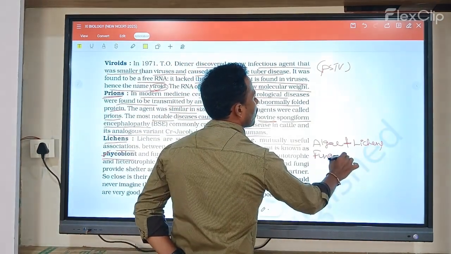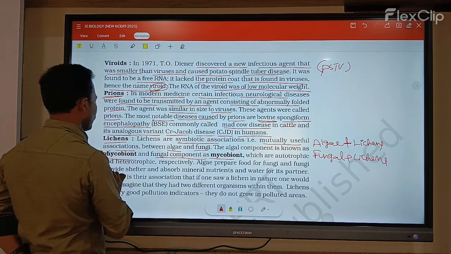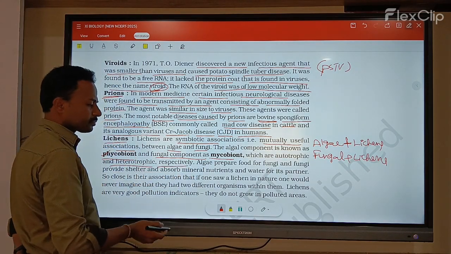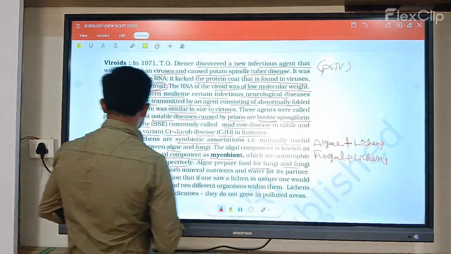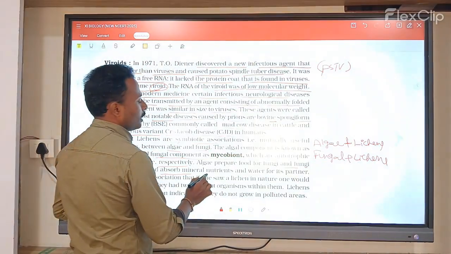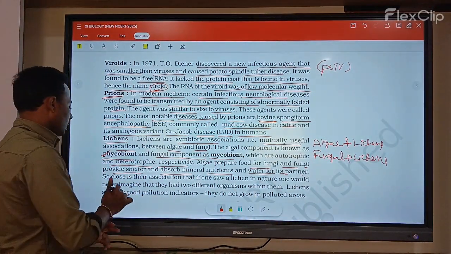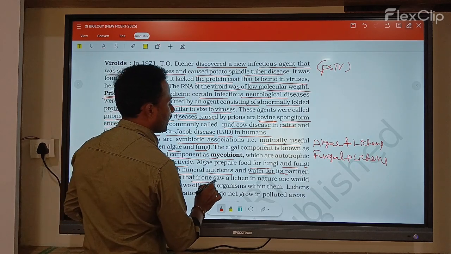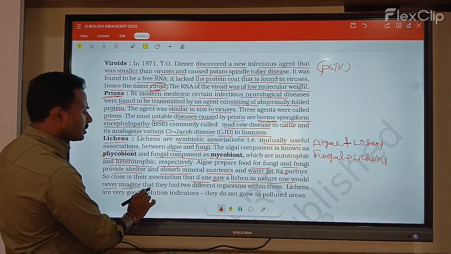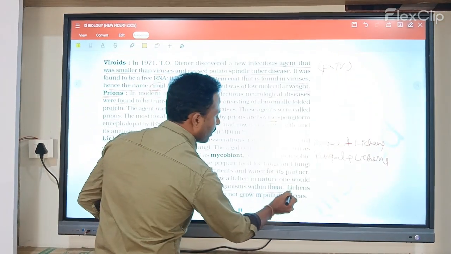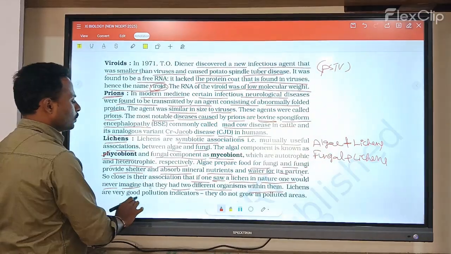The phycobiont and mycobiont are autotrophic and heterotrophic respectively. Algae prepare their own food, while fungi provide shelter and absorb mineral nutrients and water for their partner. So it is a completely symbiotic association. Lichens appear as one organism, but they are two different organisms living together, and only when both are present can the system survive.